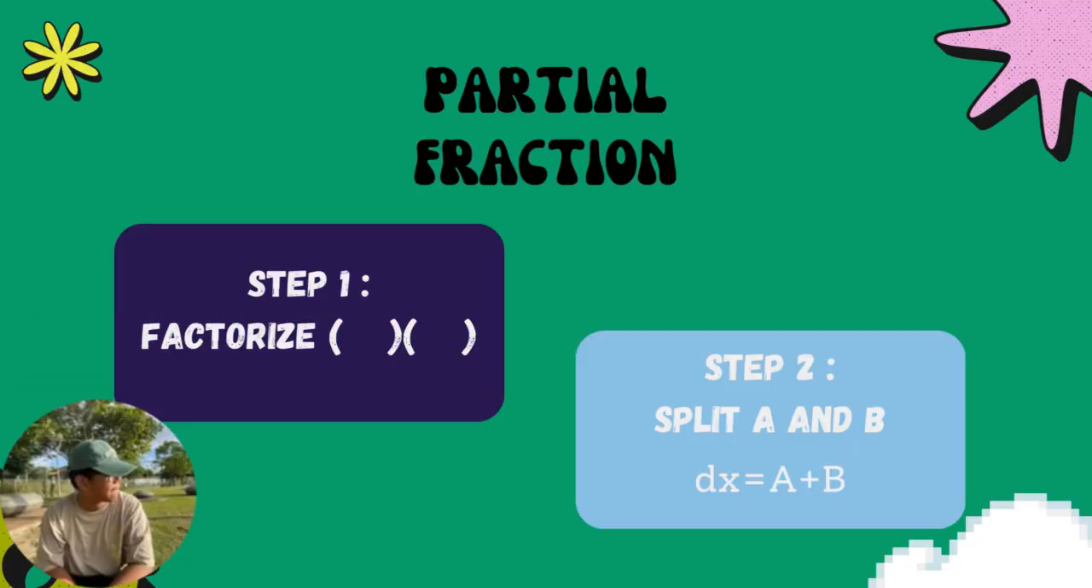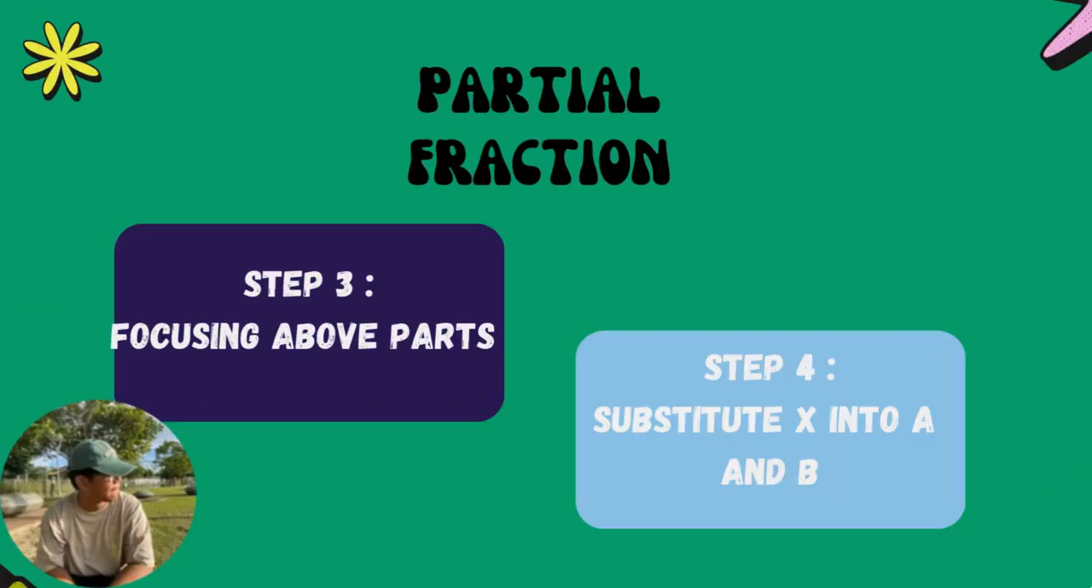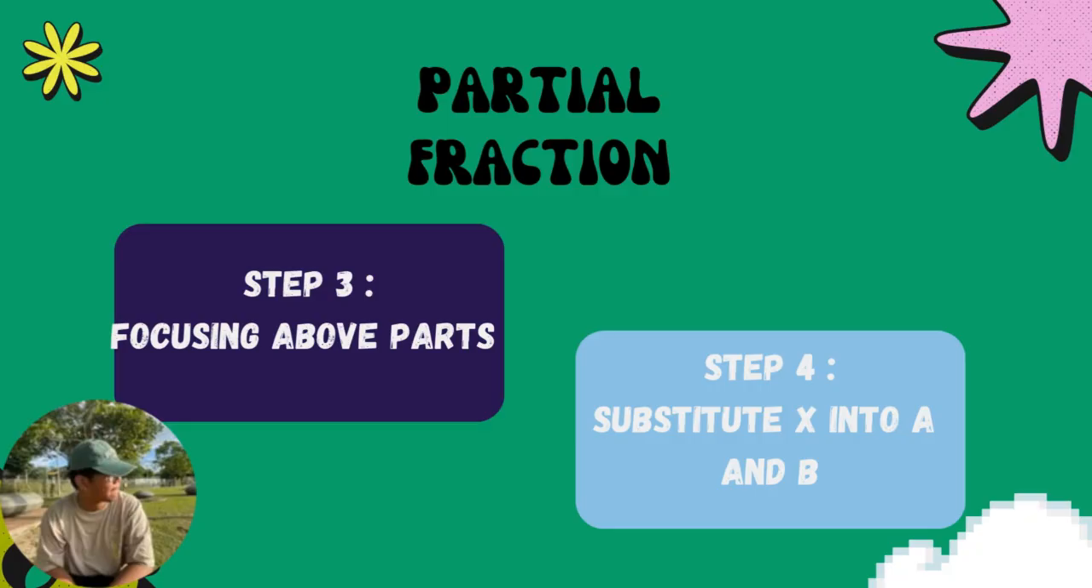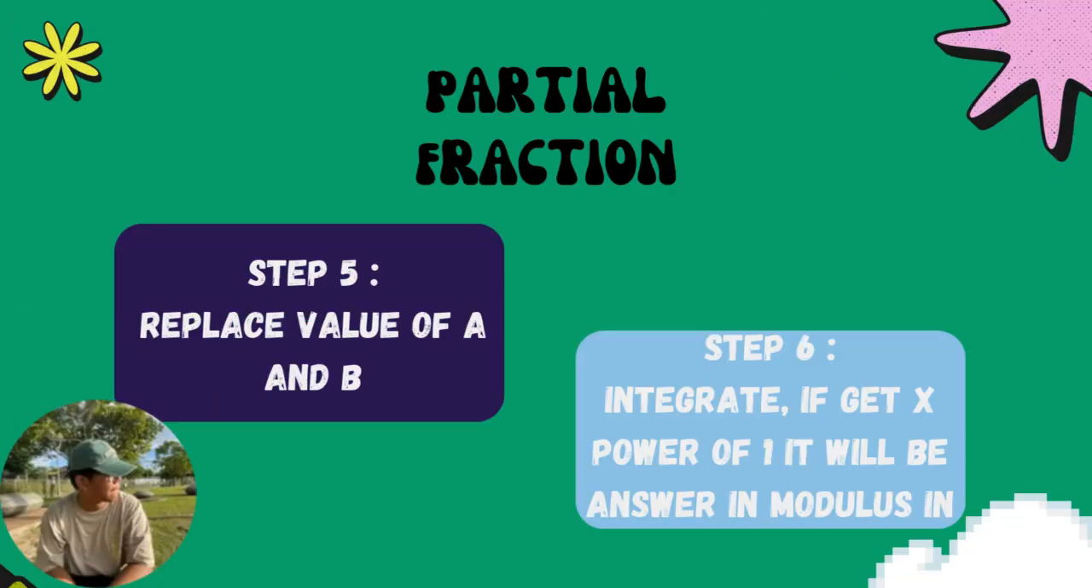For partial fraction, the first step is factorize. Second, split A and B. Step 3, focusing above parts. And step 4, substitute x into A and B. Step 5, replace value of A and B. And step 6, integrate. If we get x to the power of 1, the answer will be in modulus ln.